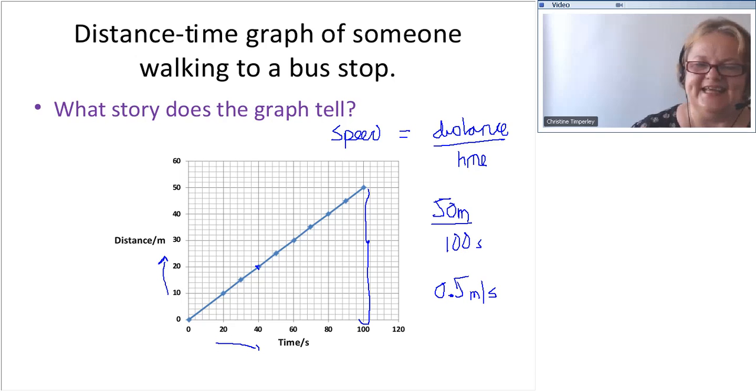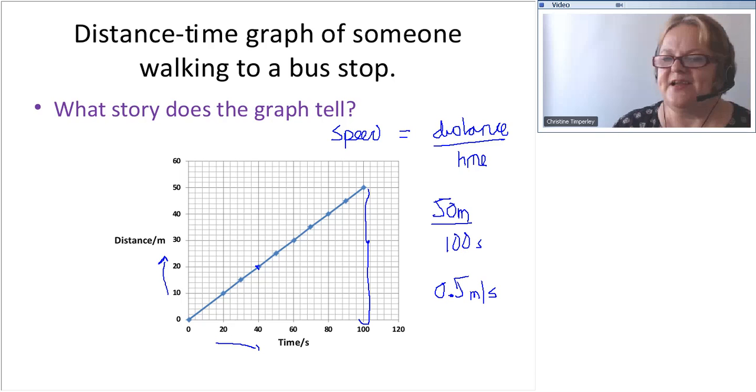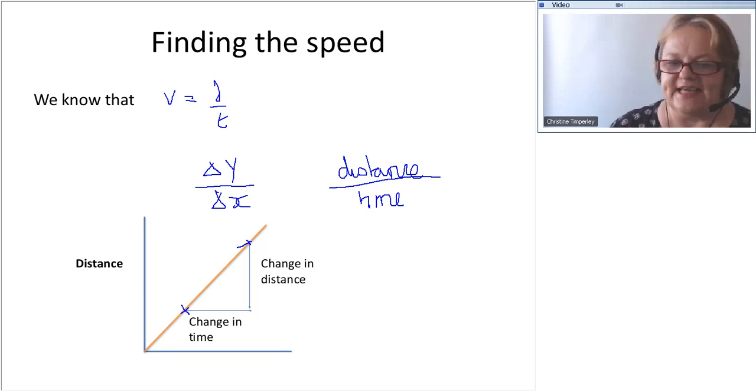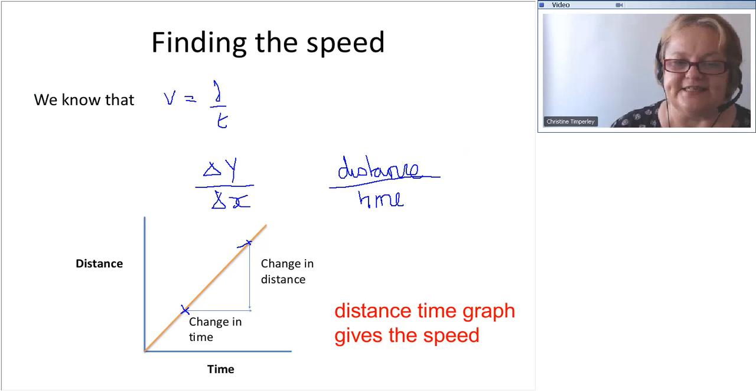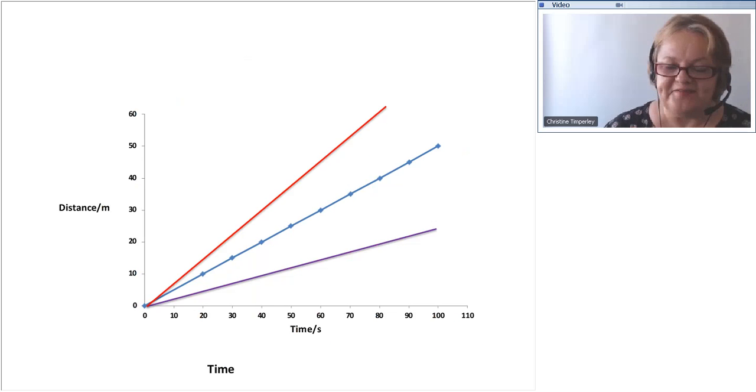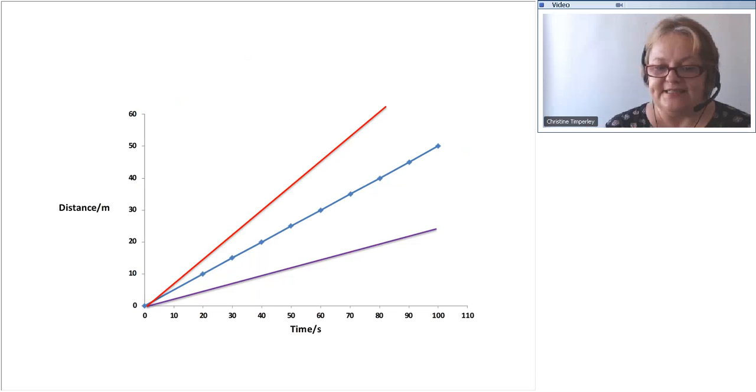So we can see exactly why the gradient gives us a speed, because we're just calculating distance over time. Out of these three, we've got three uniform speeds. The speed's constant, it's not changing within each line, but the slopes are different. So which one of those lines is going to be fastest? You can probably tell straight away, but if you ever get confused, it is the red one.